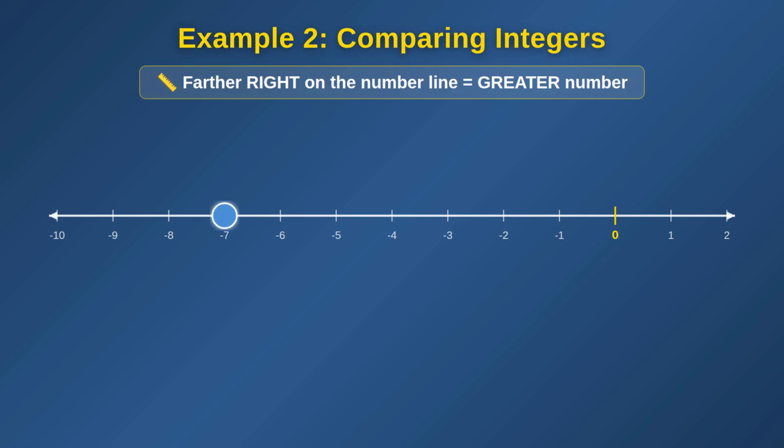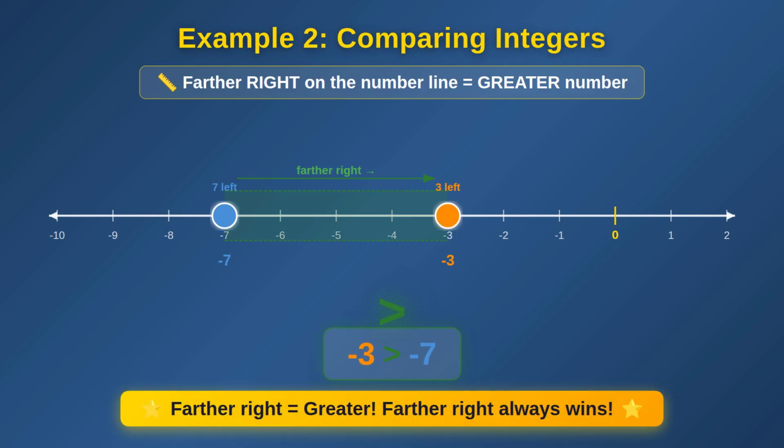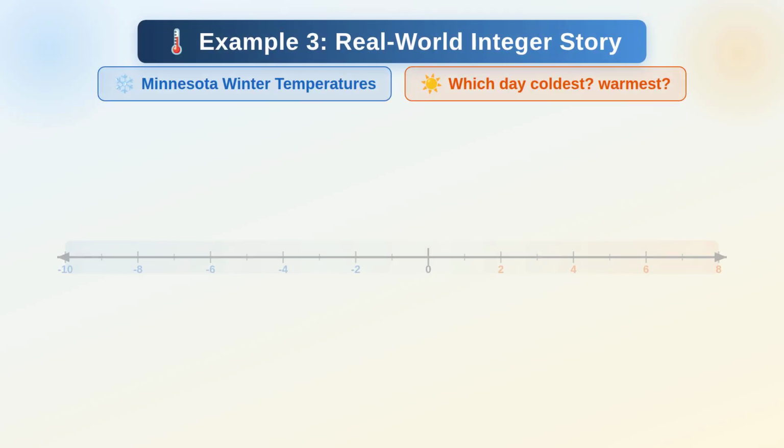Now let's compare integers. Which one is greater? The rule is simple. The farther right on the number line, the greater the number. Let's compare -3 and -7. Plot them both. -3 sits at 3 steps left of 0. -7 sits at 7 steps left, way over to the left. Since -3 is to the right of -7 on the number line, -3 is greater than -7. We write that as -3 > -7. This trips people up. -3 feels small, but it's actually greater than -7. Farther right always wins.